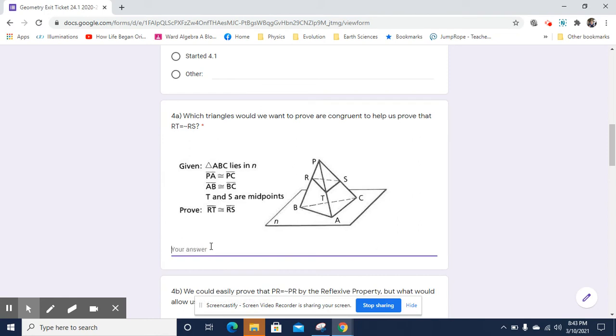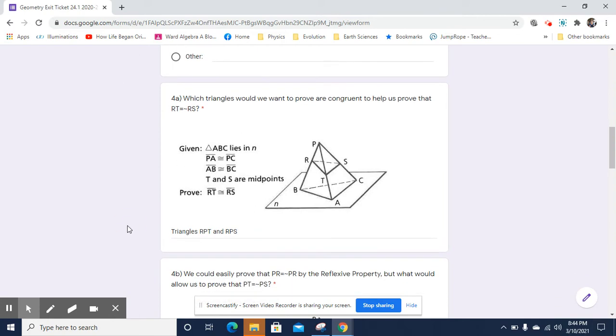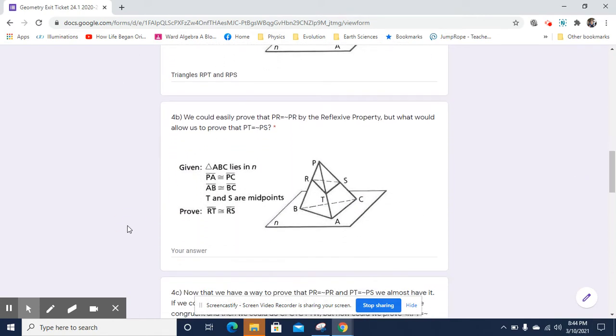So I'm just going to say it. We want triangles RPT and RPS. Because then we could prove these triangles are congruent, and we could prove RT and RS are congruent using corresponding parts of congruent triangles are congruent, or CPCTC.